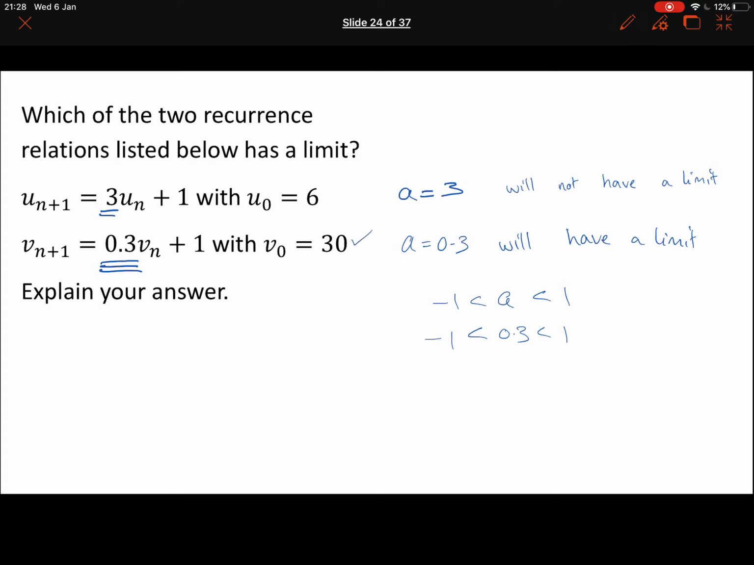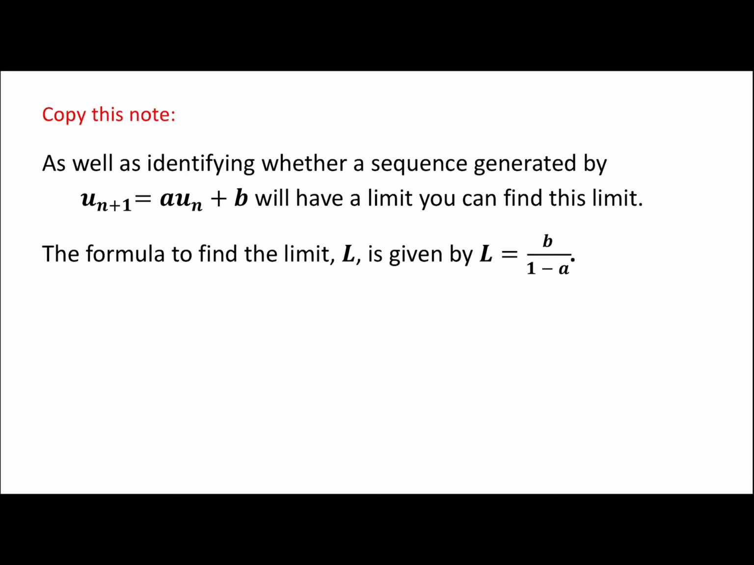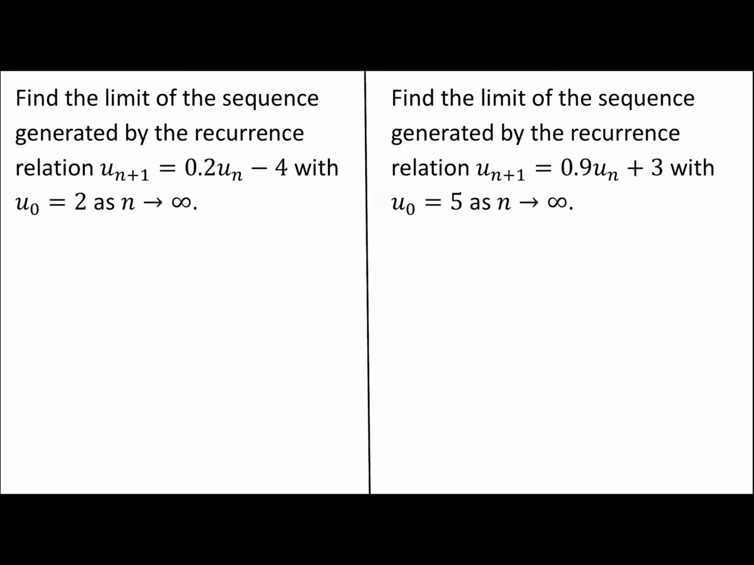Okay, what we're going to do now is look at calculating limits. So as well as identifying whether a sequence generated by a recurrence relation will have a limit, you can find its limit. There's a couple of different ways to do this, but we're just going to show you one way at the moment. And it's pretty straightforward. The formula to find the limit L is given by L is equal to b over 1 minus a. So we're going to use that to help us.